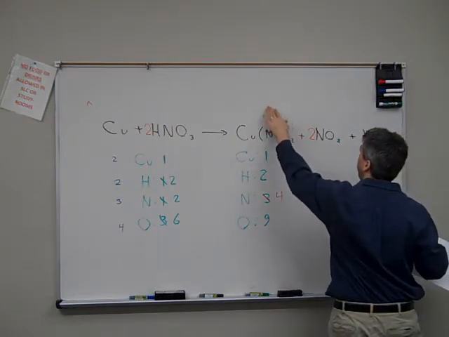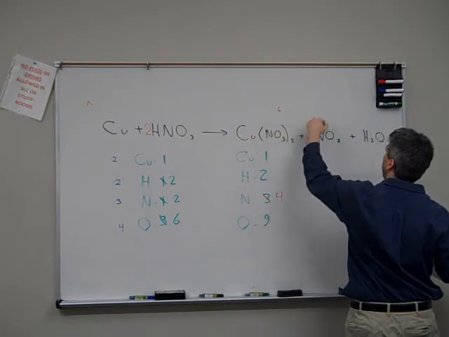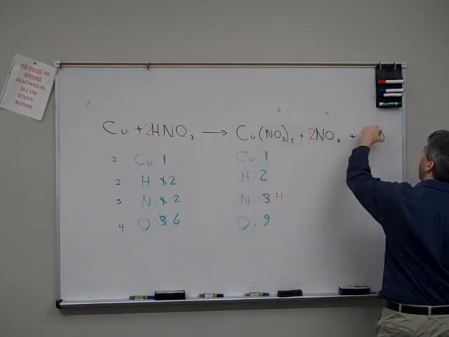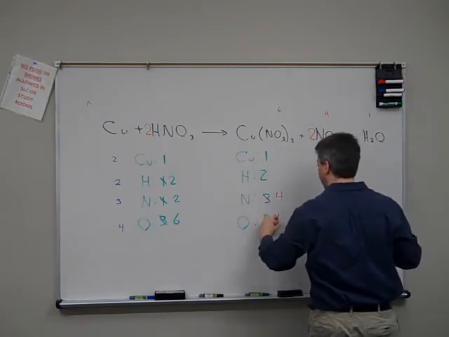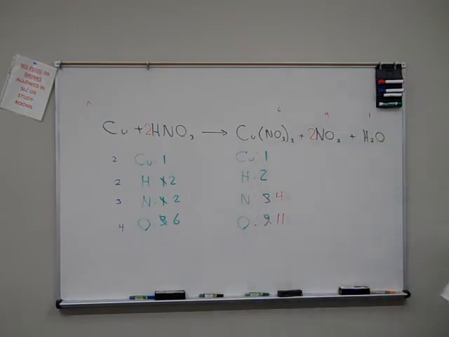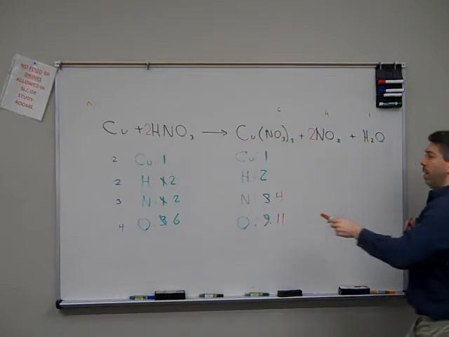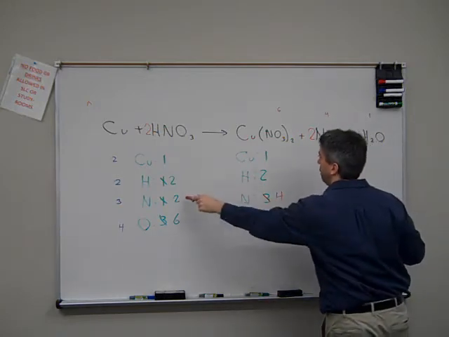And if you have to, write it out. I have 6 here, 2 times 2, 4 here, and 1 here. So 6, 4, and 1. That gives me a total of 11 oxygens. Alright, so now I have doubled my odd to make it even, and I will now balance the nitrogens.